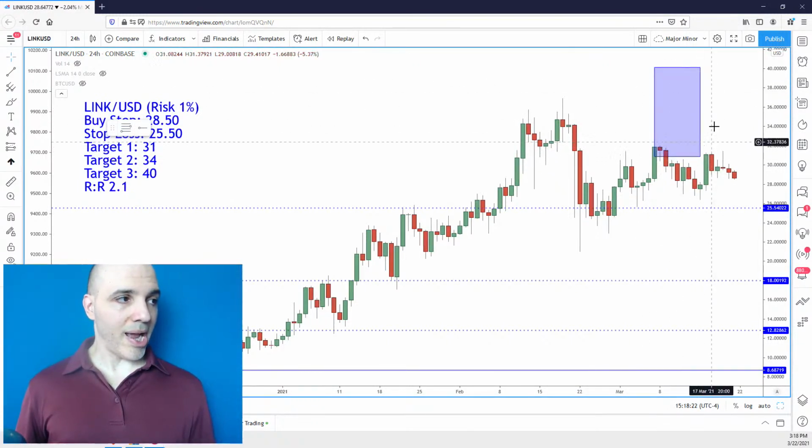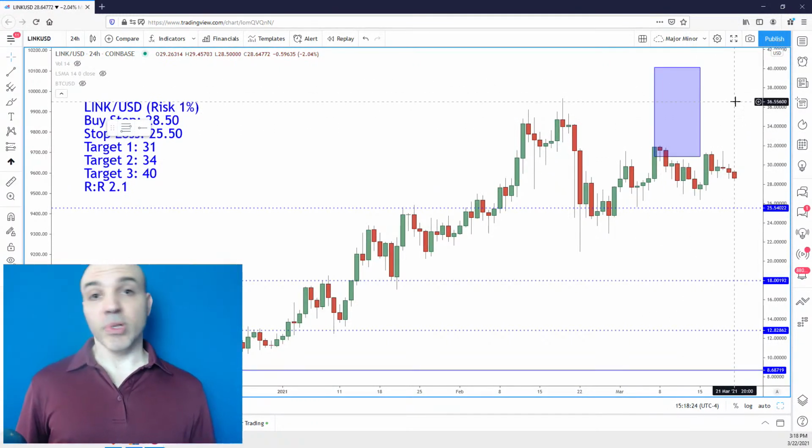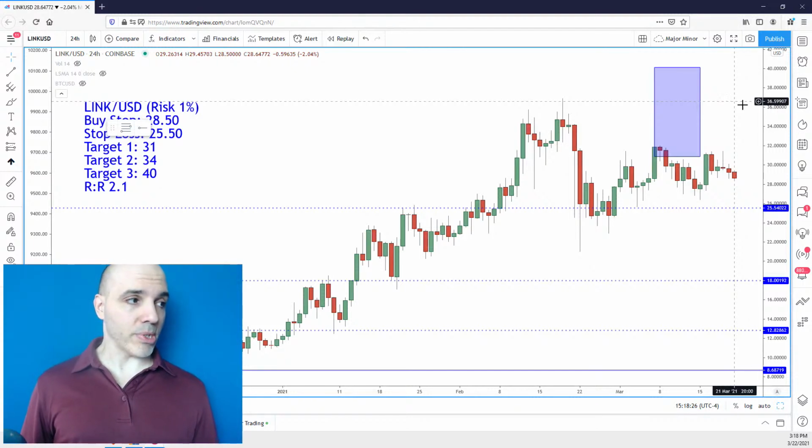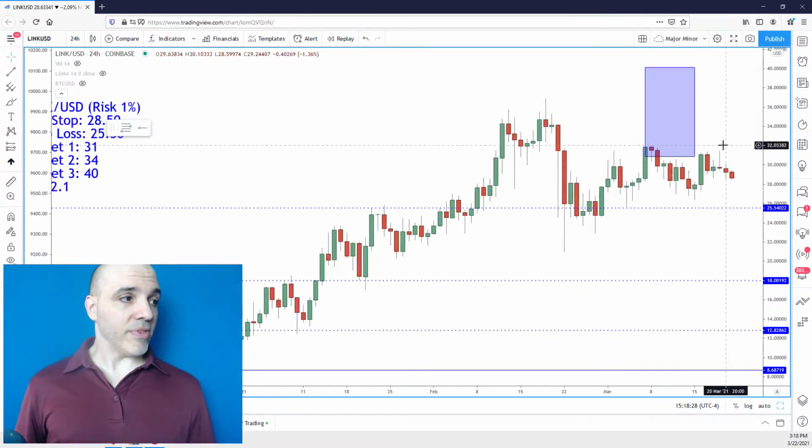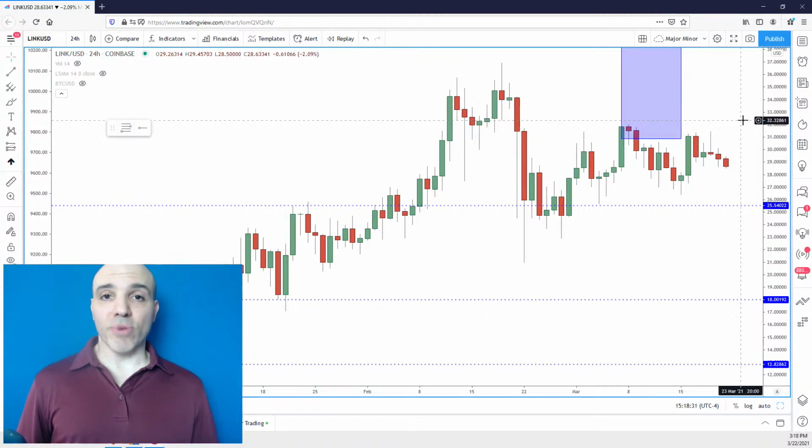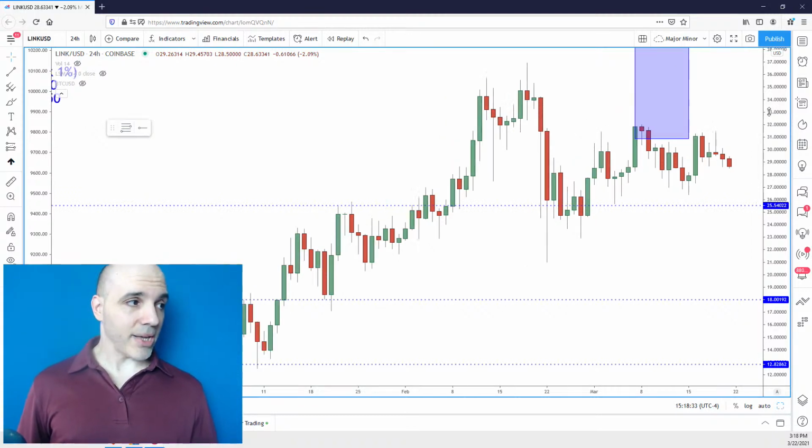It went in there 2 times, but it only reached target 1. So we're only out 1/3, right? We still have 2/3. But again, even though there's a bearish pin bar here, I'm not going to react. I'm not going to overreact.